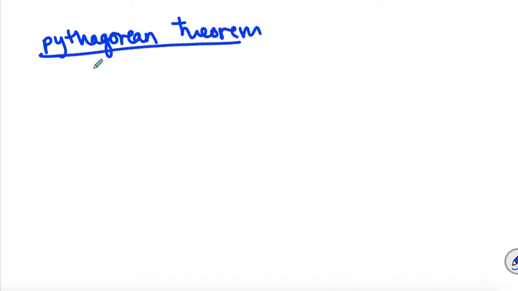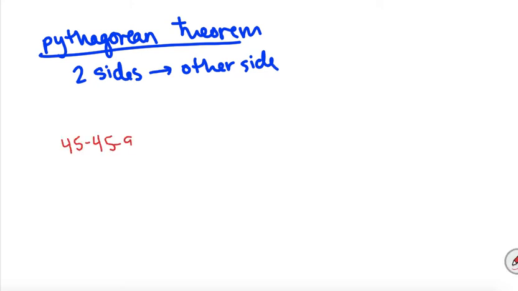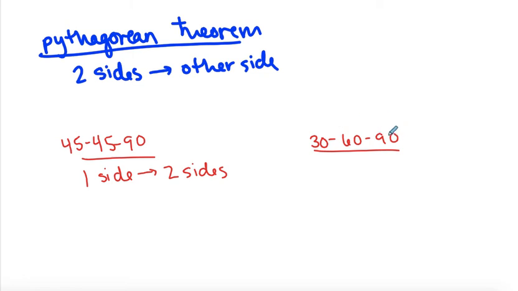So one of the things that makes these special is that when we do Pythagorean theorem, you have to know two sides. Then you can find the other side. If I have a 45, 45, 90, I can use one side to find two sides. And that's what makes these the special right triangles, is that because we know something about their angles, now we can do this idea of knowing one side helps us find the two other sides.